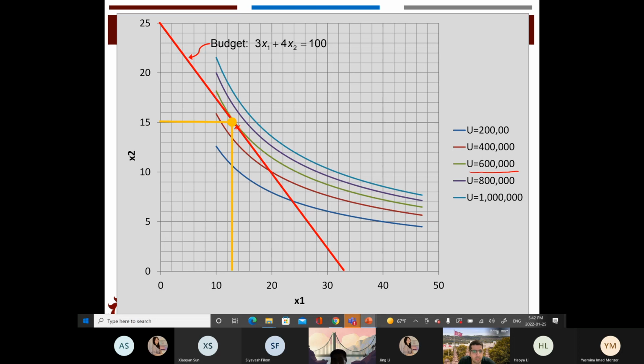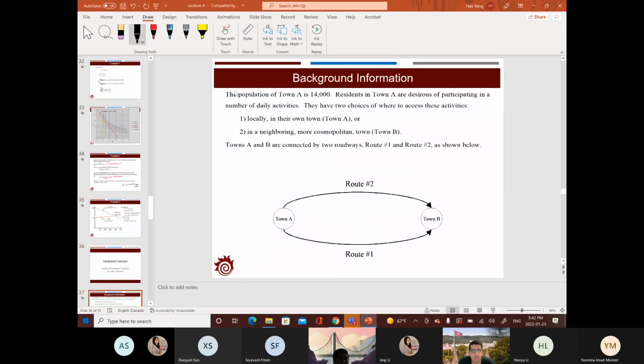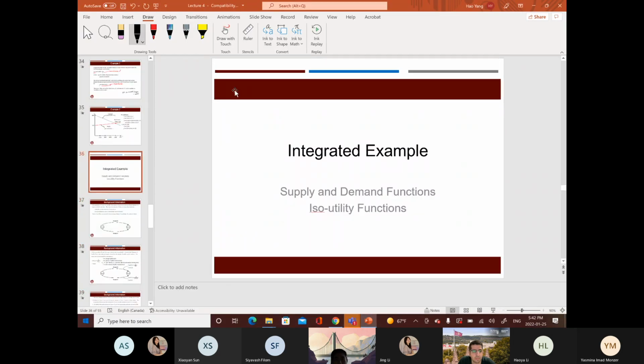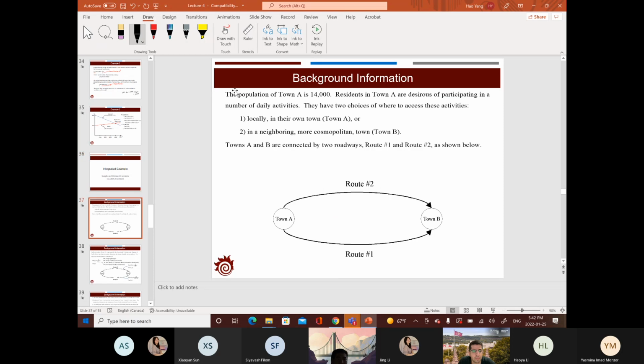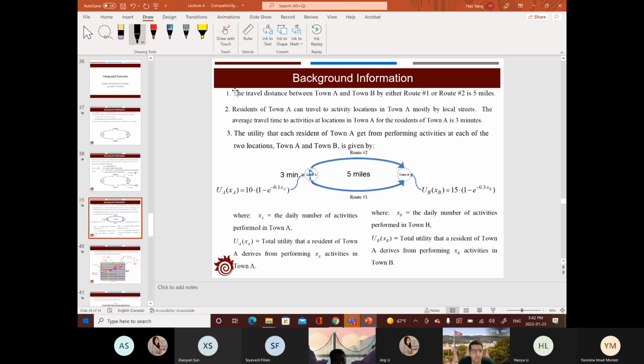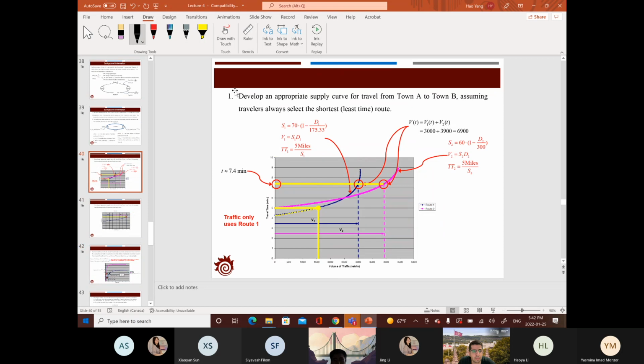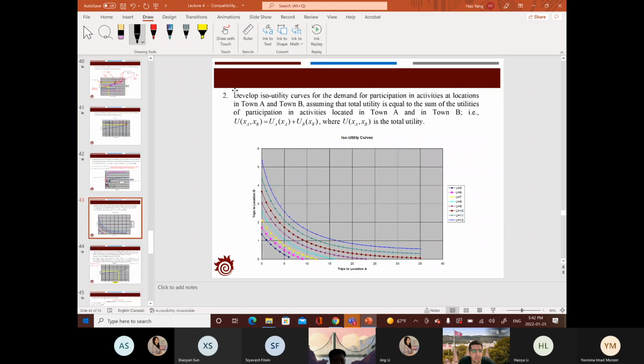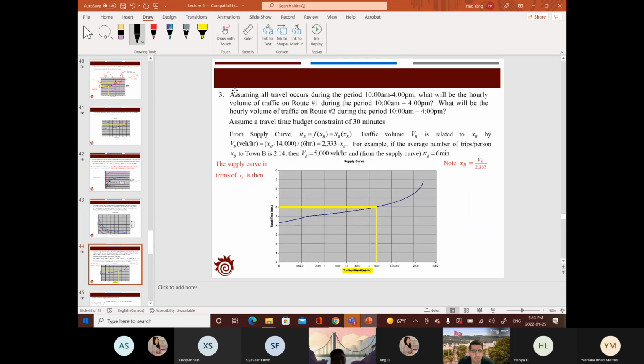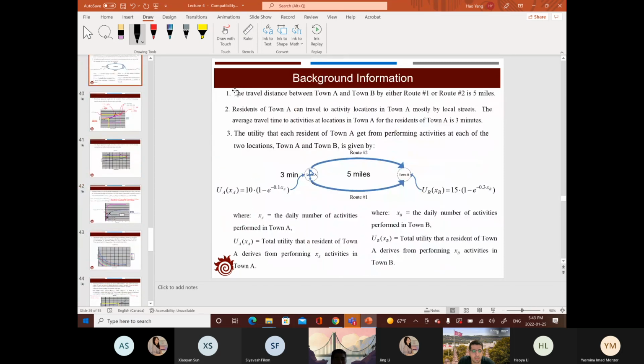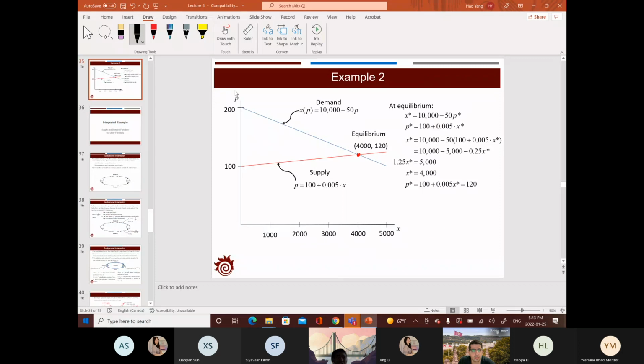For the next big integrated example, the utility function is quite complicated, and it's almost impossible for you to solve it by hand. So that's the reason you need to get the figures and then solve it. So it's case by case. Yeah, I get it. Thank you.